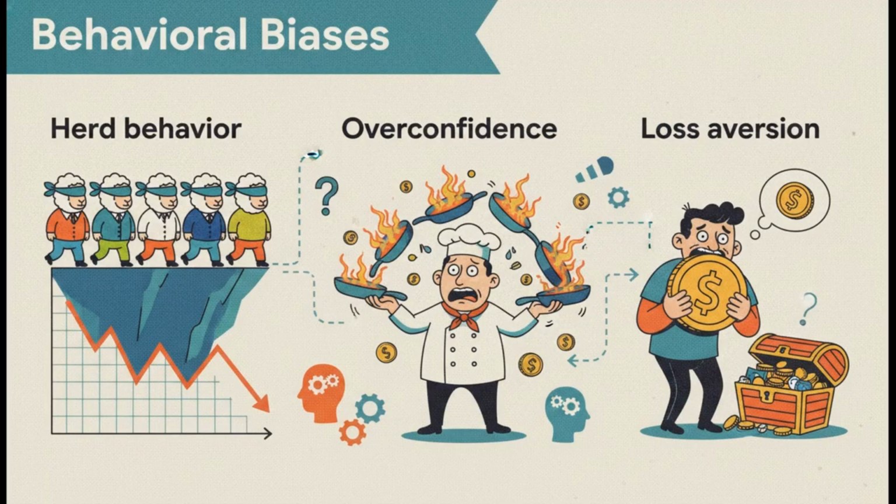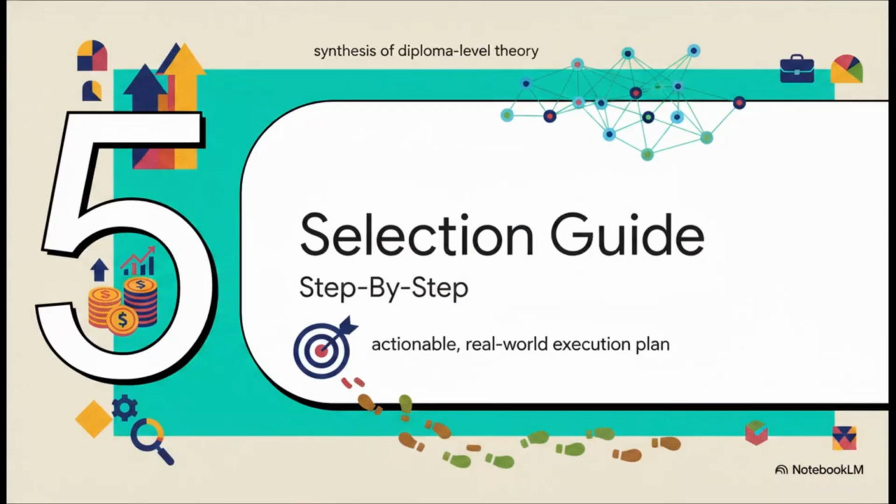So the crucial point is understanding that even the smartest business owners fall into behavioral traps. It is incredibly easy for an entrepreneur to suffer from overconfidence, or worse, herd behavior. If every other local business is suddenly dumping cash into a trendy new tech fund, the temptation to blindly follow the herd is massive. As educated investors, we have to stick to the data and our framework, leaving emotional loss aversion at the door. And that brings us to our final chapter, Chapter 5, the Step-by-Step Selection Guide.